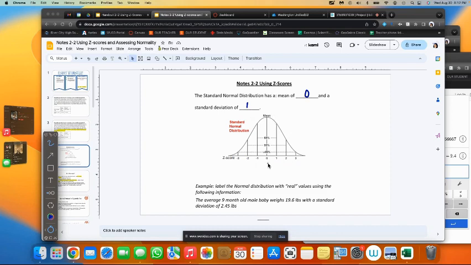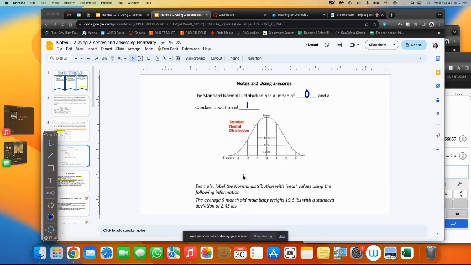We have our mean in the center, which would be, as we learned yesterday, a z-score of 0, meaning that you're equal to the mean. What you might have learned in Math 3 is that about 68% of observations fall within 1 standard deviation of the mean, 95% fall within 2 standard deviations, and about 99% of observations fall within 3 standard deviations of the mean.